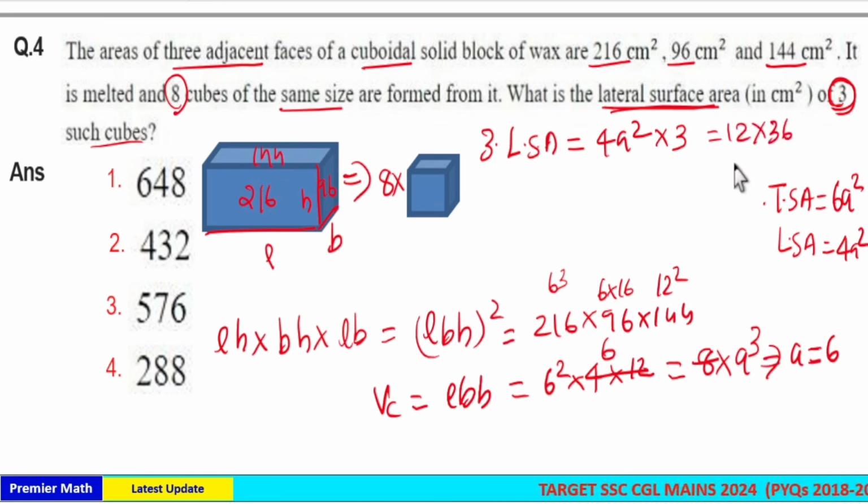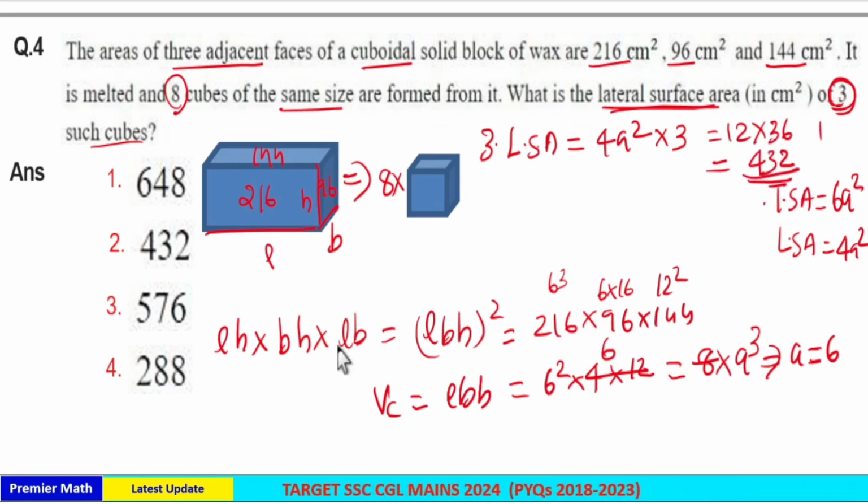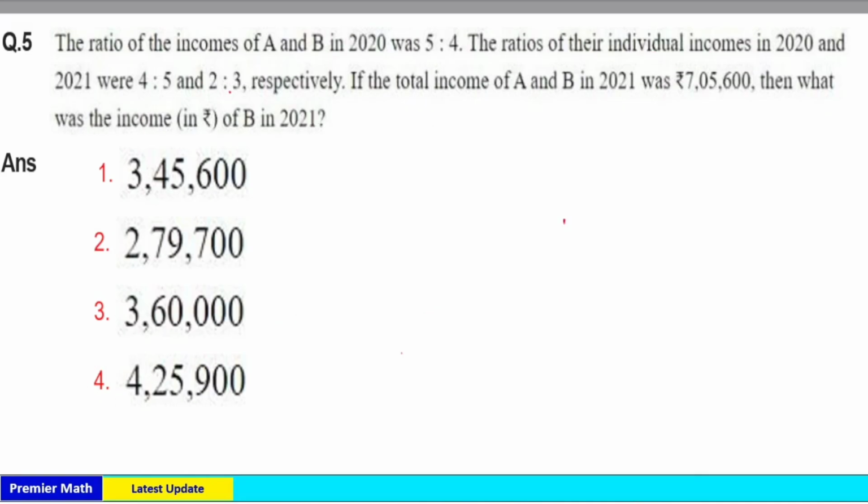36. 12 into 36 means 6 into 2, 12. 2 into 3, 6. 6 plus 6, 12 plus 1, 13. Remaining 1. 3 into 1 plus 1, 4. So 432. Option 2 is your answer.